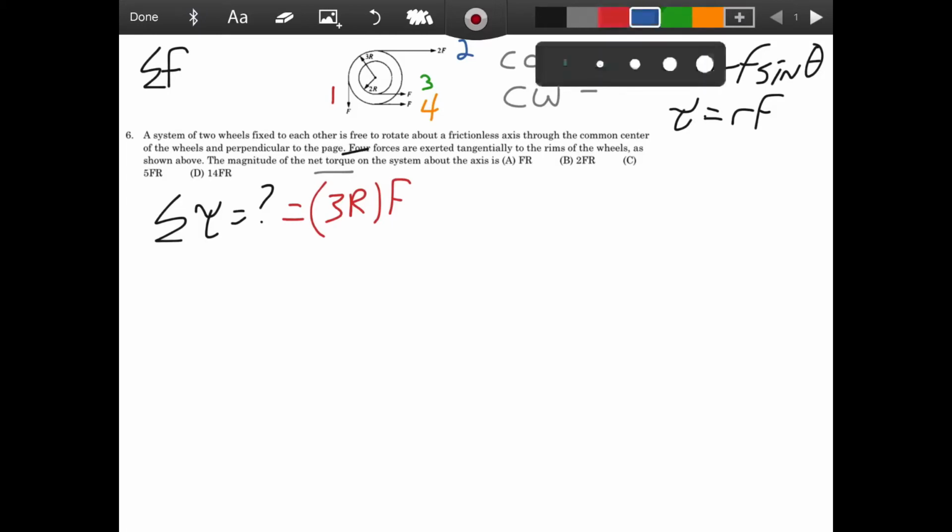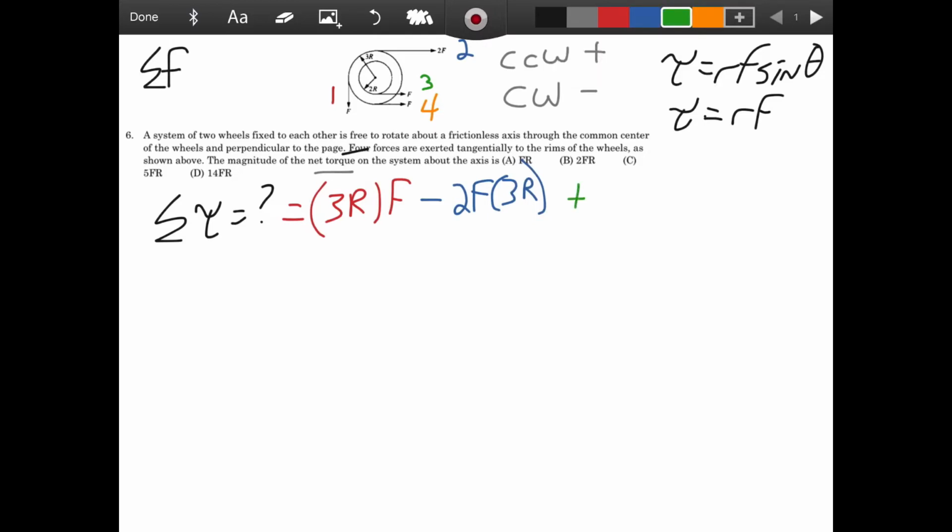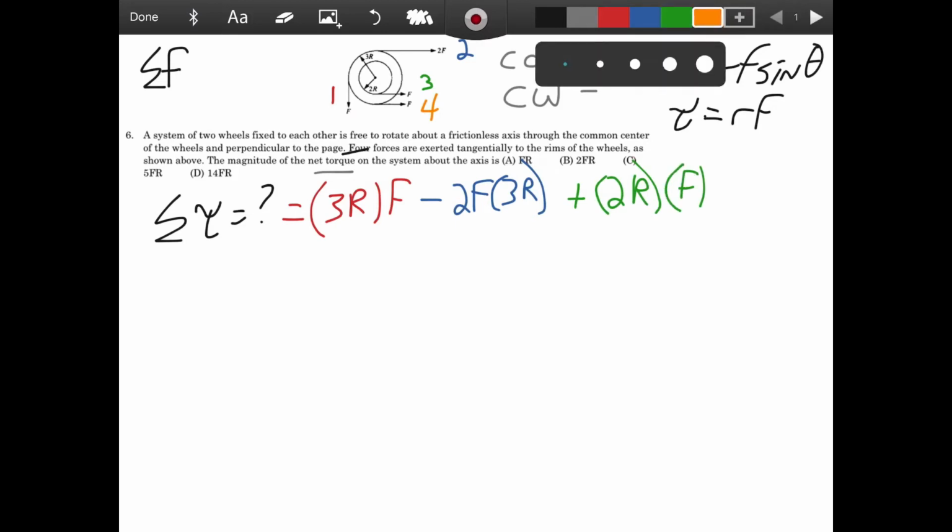Go to the next one. Now that is clockwise, so I'm going to have a force of 2F, and that's also on the outer R, so that's 3R. Now force 3 is counterclockwise, so we're going to add it, and that's a force of F at a distance of 2R. And then the orange one is also in the counterclockwise direction, so we're going to add it, and that's a force of F at a distance of 3R.